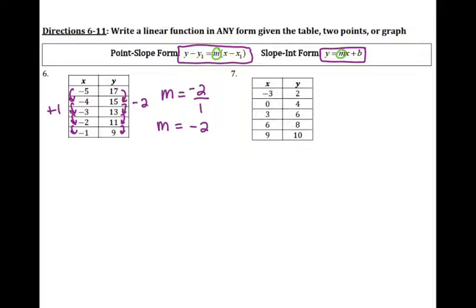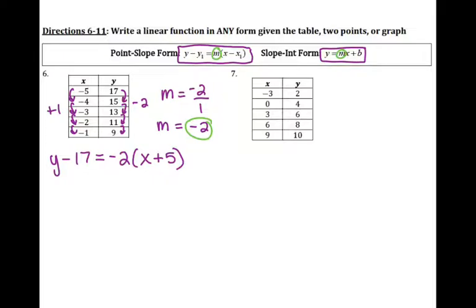So I'm going to start with my first point, which is -5, 17. I'm going to do y minus the y equals m, which I know is -2 because we found that slope, times x minus my x value. So I'm subtracting a -5, which means I'm going to change that to a plus. So there is possibility number 1 for your equation.